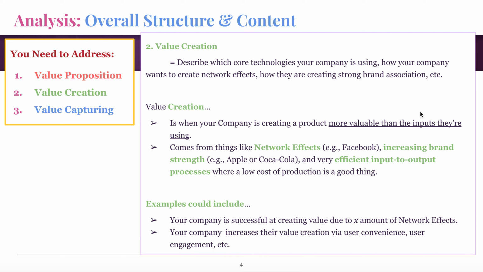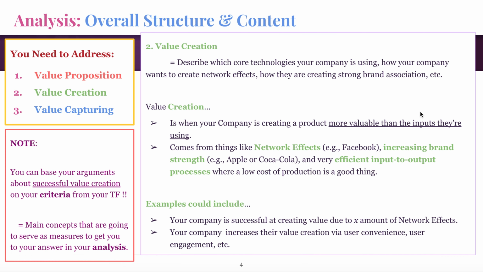But yeah, some examples or leading ideas that you could bounce off of is that maybe your company is successful at creating value due to a certain amount of network effect or a certain range of network effects, or your company increases their value creation via user convenience, user engagement. How do they keep users? How do they connect users on the platform? Things like that. You can find a lot of different examples depending on your digital platform for how they basically create a product that's more valuable to their customers. So that's kind of what the value creation is talking about.